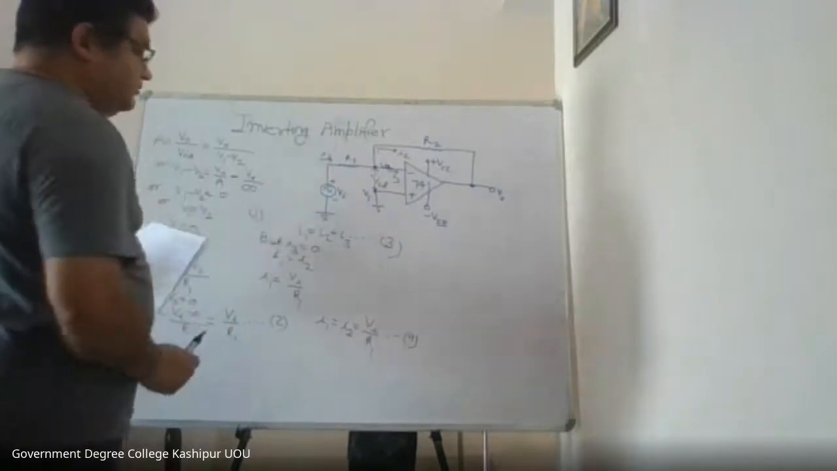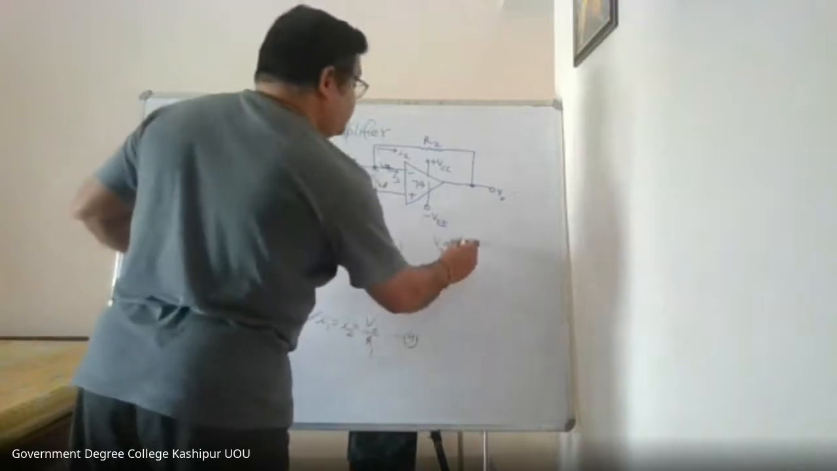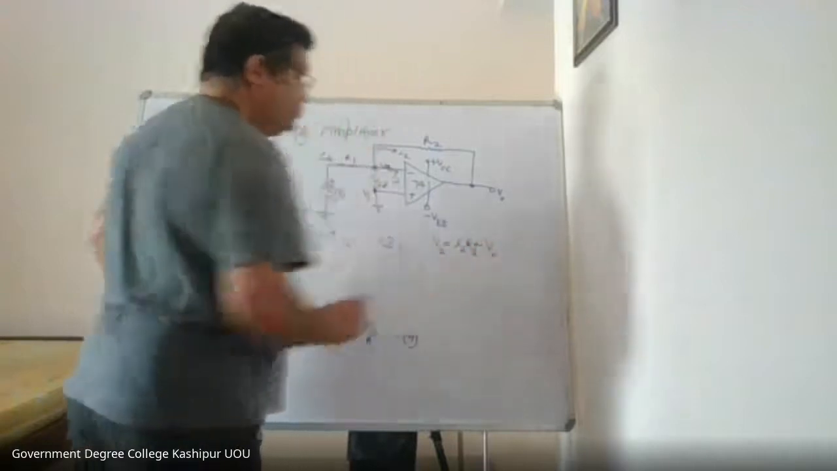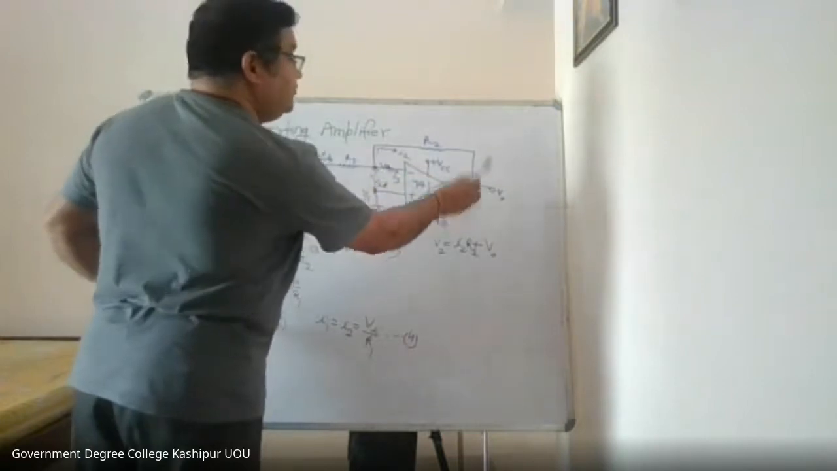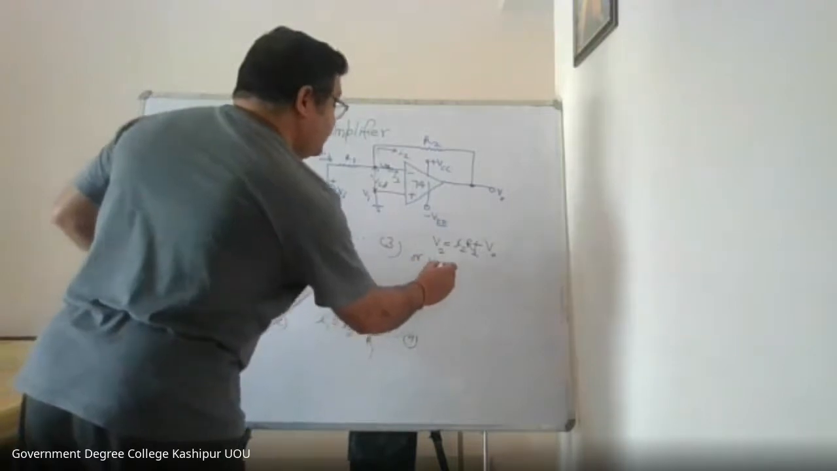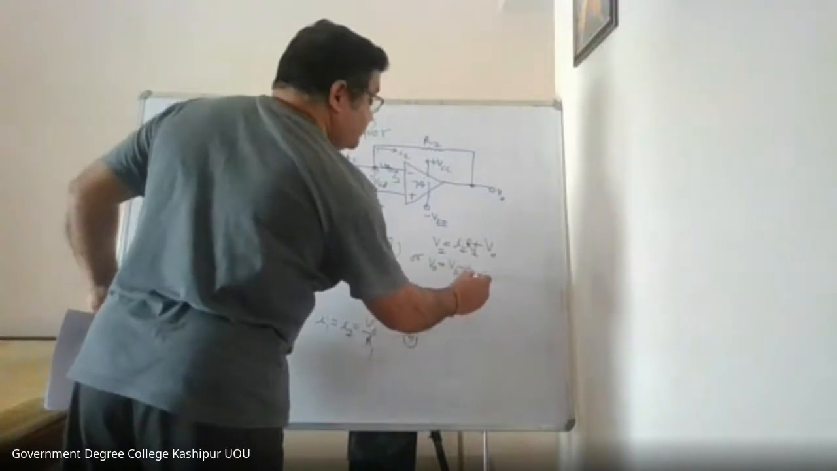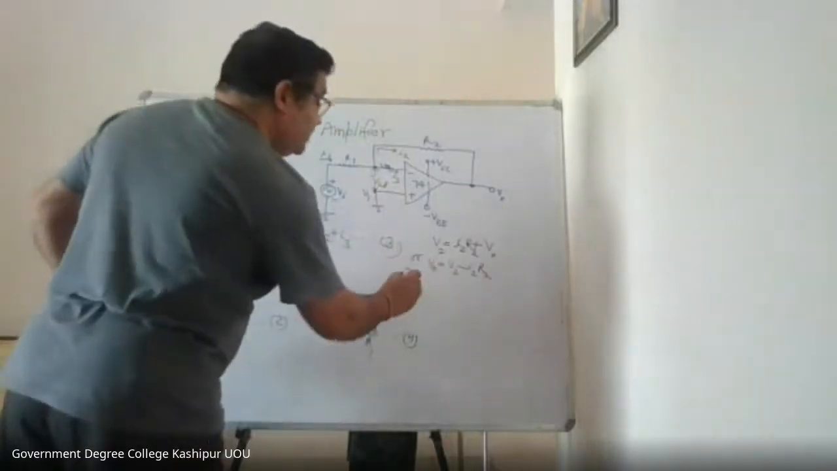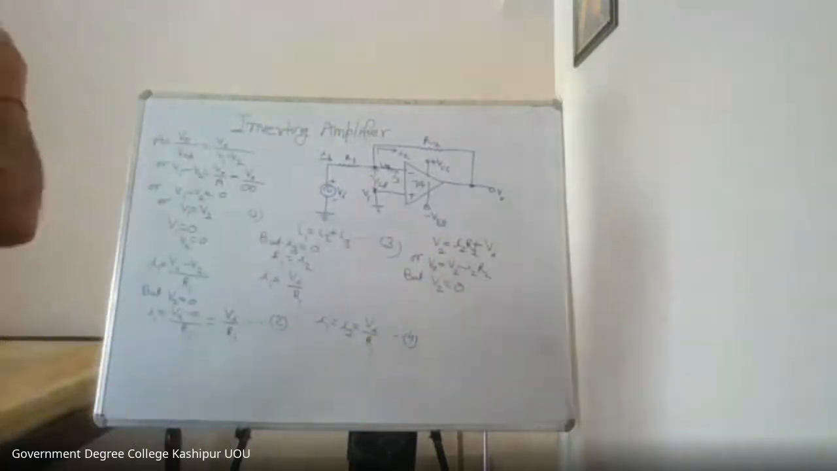Now, from the figure, we can see that I2 R2 plus the output voltage Vo equals V2. This is clear from the figure. Or Vo equals V2 minus I2 R2. But what about V2? V2 is equal to 0, from here.